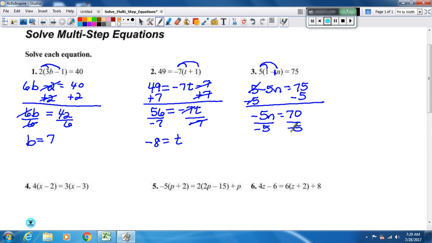So divide by -5. n equals, I do not have 2 negatives. I don't have one on the top and the bottom, so it's going to stay negative. 5 goes into 7 one time with 2 left over, and 5 goes into 20 4 times. n equals -14.